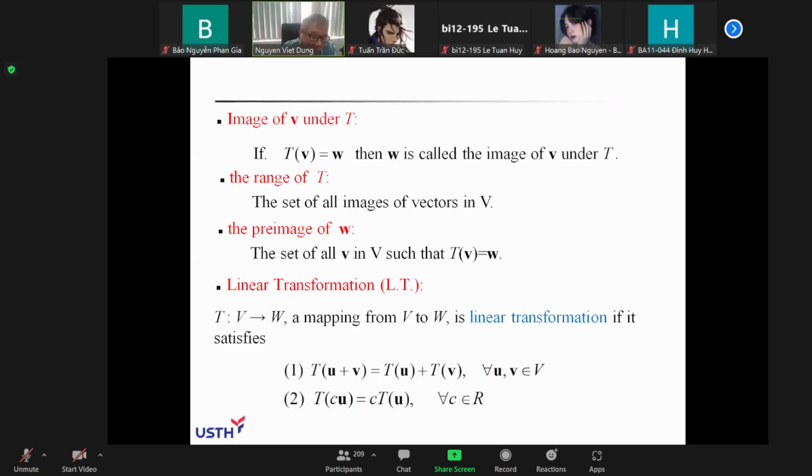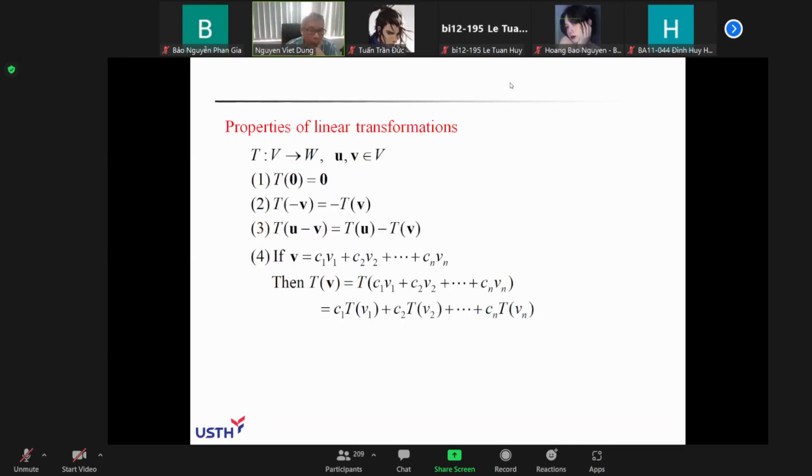You can remember that when you want to verify something to be a vector space, a sub-vector space, you need to verify only two properties, property number 1 and property number 6 in the definition of a vector space. So here it is the same, you need to satisfy only two properties, and it is very easy to verify. And for a linear transformation T from V to W, we have 4 properties here.